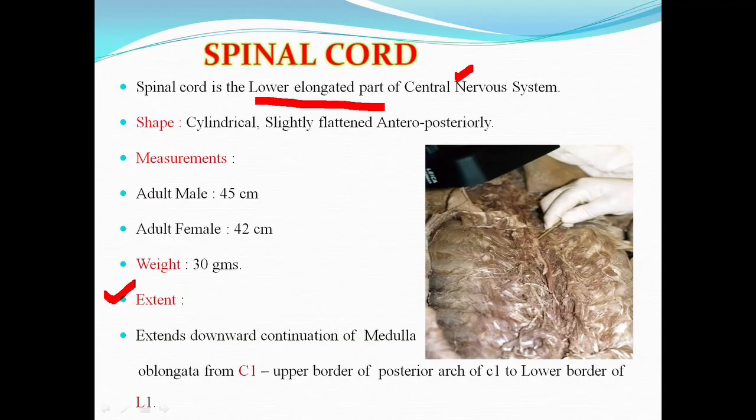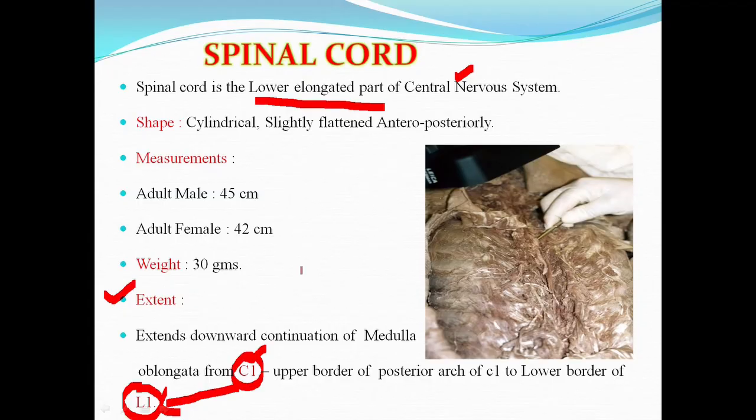An important point to be remembered is the extent. As discussed, it is coming down as the continuation of the medulla oblongata, after it exits the foramen magnum of the skull. Now we initiate the vertebral column: cervical, thoracic, lumbar, sacral, coccygeal vertebrae. It starts from the upper border of the posterior arch of C1 and goes until the L1 level. So to remember easily, from C1 to L1 will be the extent of the spinal cord.